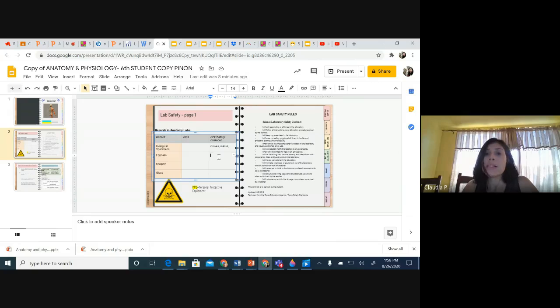So formalin, what are some ways we can protect ourselves? What are some ways we can protect our skin? Formalin and biological specimens will have very much of the same PPE, the same protective equipment, like gloves, et cetera. The last one we want to look at is glass.